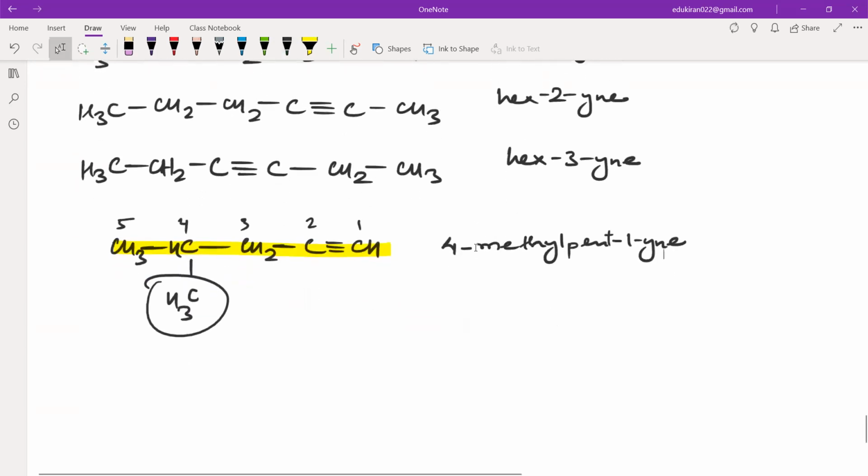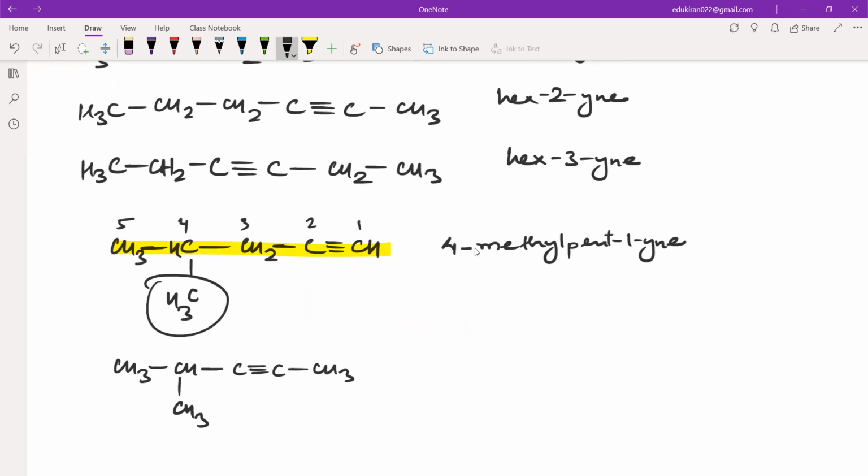Now I can shift the triple bond once more. So I can have CH3, CH with the CH3 group attached, carbon with a triple bond, carbon, and there will be CH3. Now this will be the same thing. That is, 4-methyl. 1, 2, 3, 4, 5. So this will be 4-methylpent-2-yne.